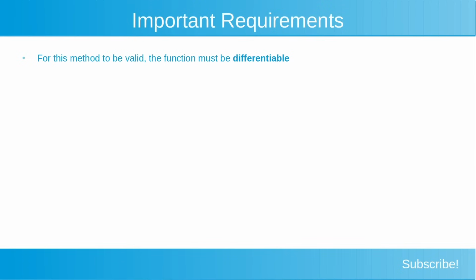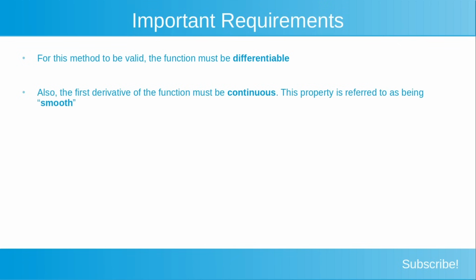This method has some important requirements. For the method to be valid, the function must be differentiable on the entire interval where we're measuring the length of the function curve. Also, the first derivative of the function must be continuous on the interval. When the first derivative of a function is continuous on an interval, this property is referred to as being smooth.